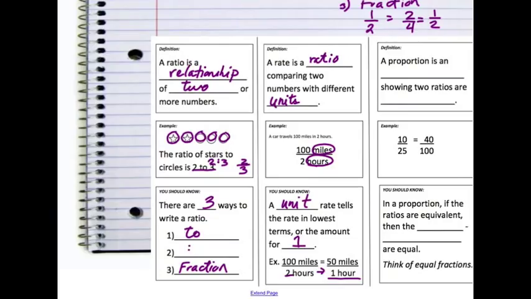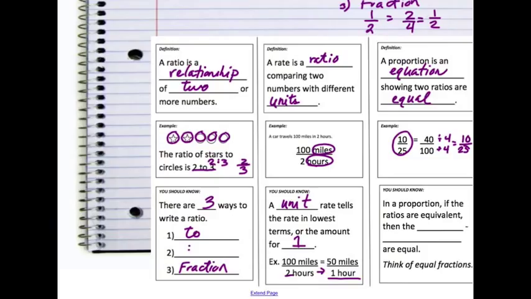A proportion is an equation, and it shows that 2 ratios are equal. So the example says 10 over 25 is equal to 40 over 100. I would be able to know this for sure just by simplifying both ratios or one of the ratios, right? If I decided to simplify 40/100ths so that I had a denominator of 25, I could divide both my numerator and my denominator by 4, and it would equal 10/25ths, which is the same as my first ratio.